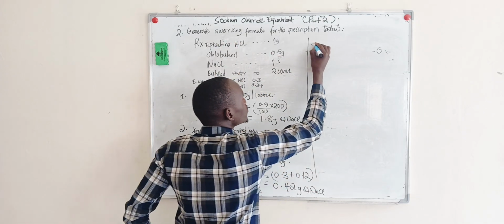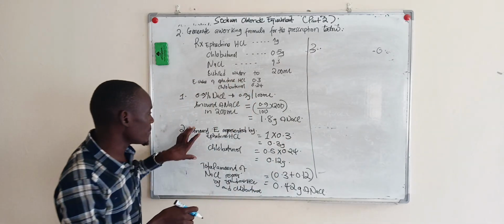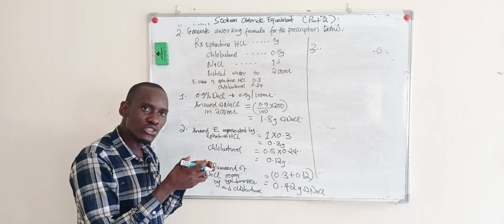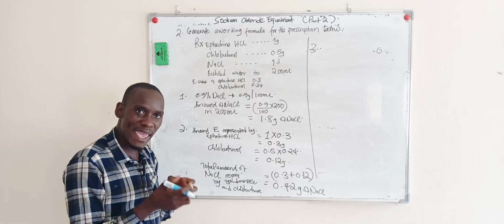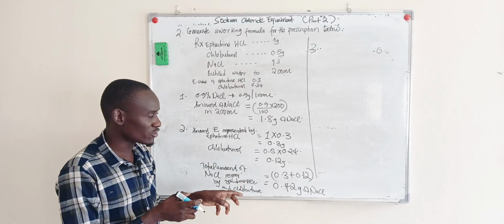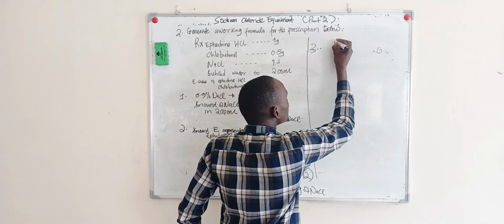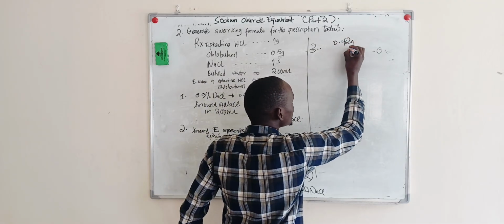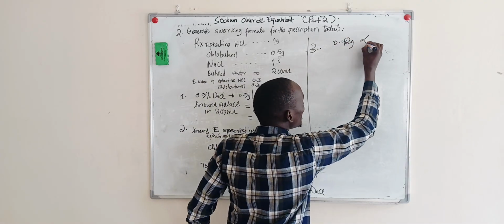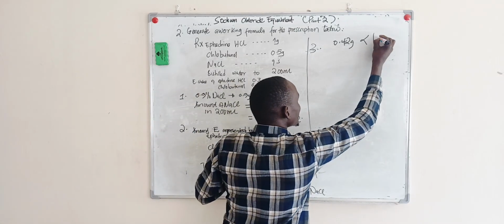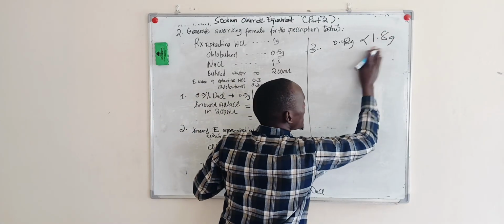So we are going to go to step 3. We are now going to ascertain which amount of sodium chloride is required to render such a solution isotonic. Remember, the 0.42 grams is far less than the one that is required to adjust such a solution to isotonic.